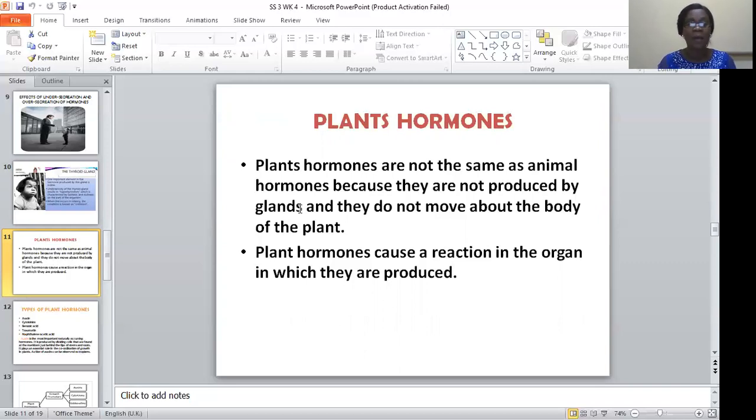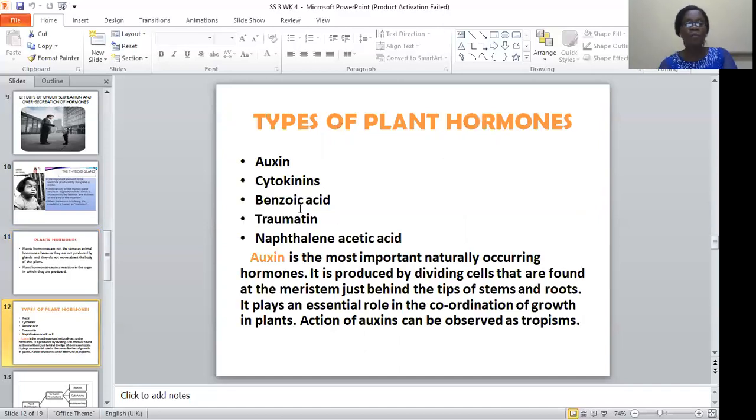Like I was saying, plant hormones are not the same as animal hormones because they are not produced by glands and they don't actually move around the body like animal hormones. Plant hormones cause a reaction in the organs in which they are produced. We have different types of plant hormones. The first one is called Auxin. We have Cytokinins.